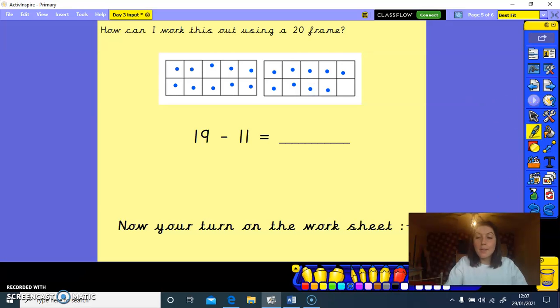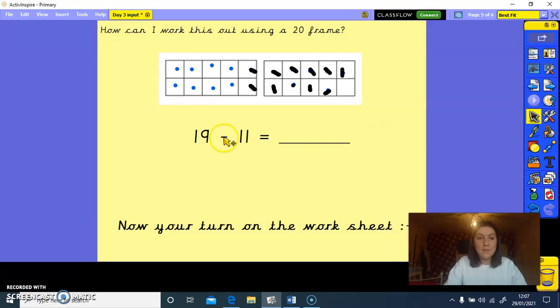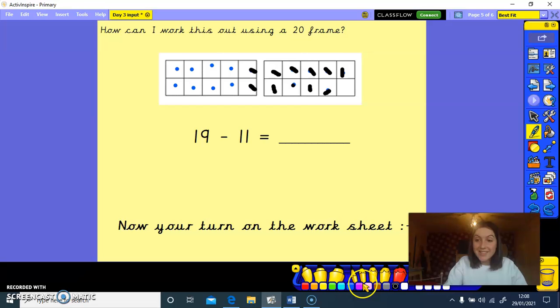This one's tried to escape as well. 19 counters. How many are we going to cross out? 11. Brilliant. 1, 2, 3, 4, 5, 6, 7, 8, 9, 10, 11. How many am I left with? Are we ready? Let's see. 1, 2, 3, 4, 5, 6, 7, 8. So 19 take away 11 equals 8. Brilliant job.